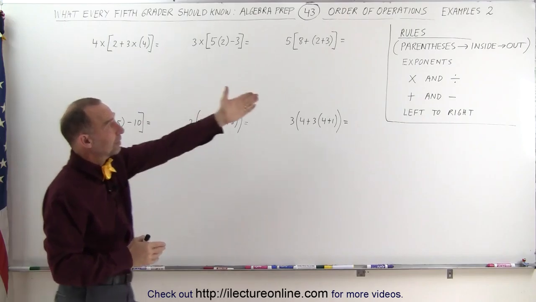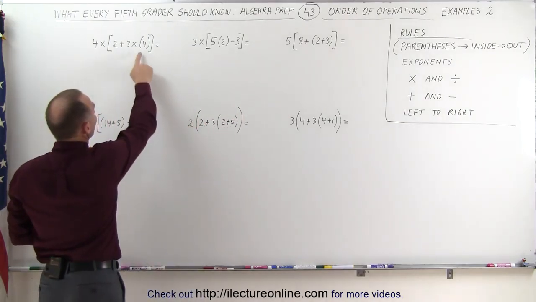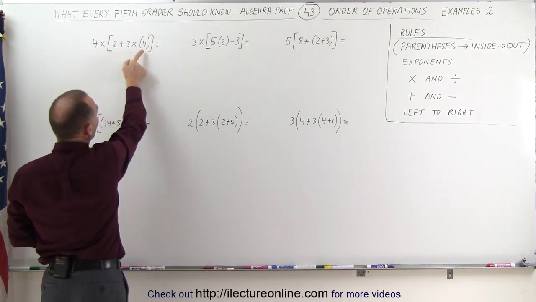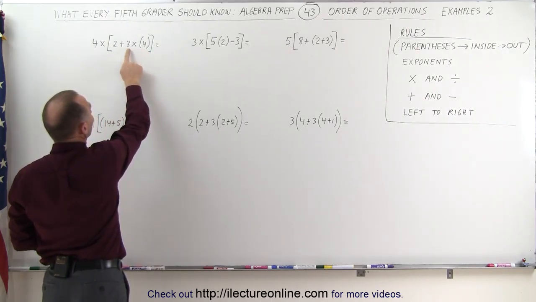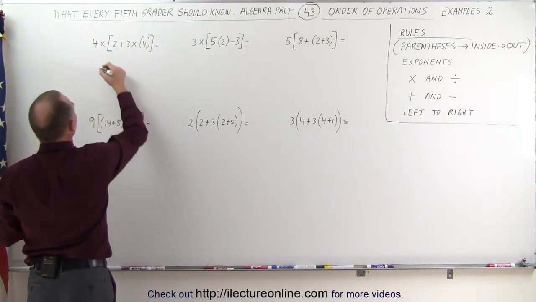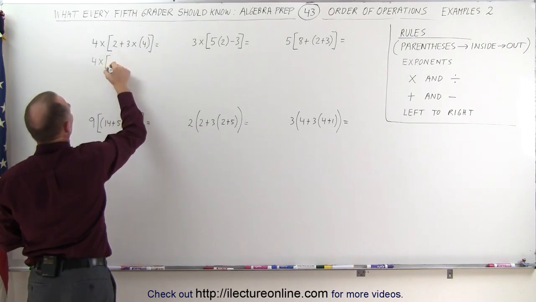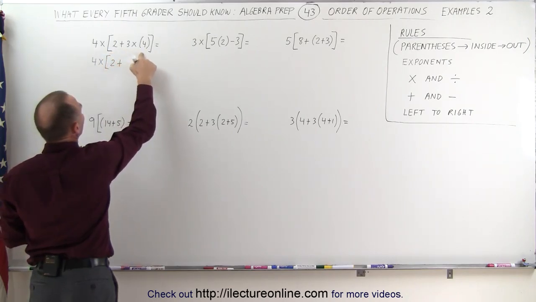And again, if there are parentheses, you want to work from the inside out. Let's go here. We see parentheses there on the inside of the brackets. We want to get rid of this first. So we're going to do the multiplication 3 times 4 first, get rid of the parentheses. And so therefore we have 4 times 2 plus 3 times 4, that is 12.